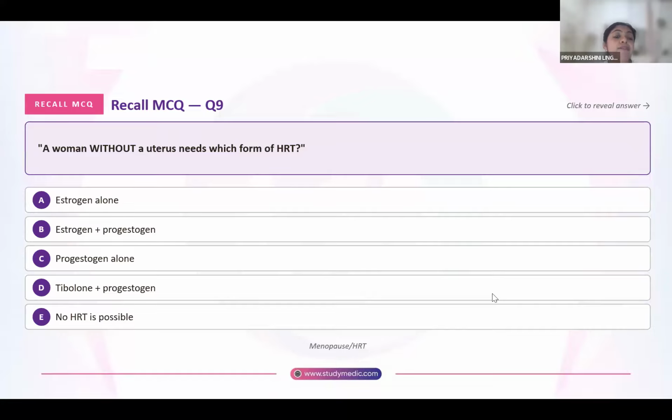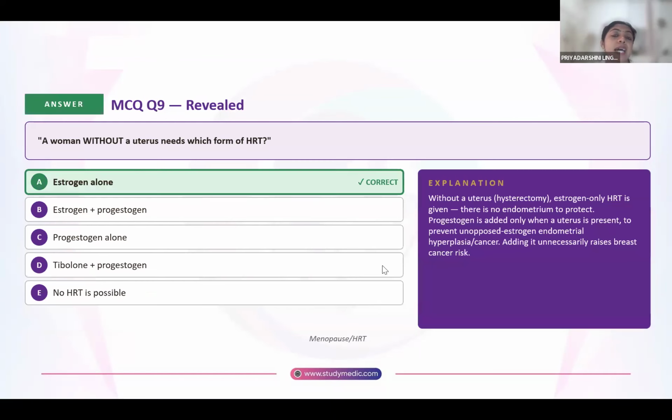So, a woman without a uterus needs which form of hormone replacement therapy? In hormone replacement therapy, you have two drugs, estrogen and progesterone. If the woman has not got a uterus, there is no endometrium, so you don't worry about endometrial cancer. You give her only estrogen. If the woman has got a uterus, there is an endometrium which needs to be protected. So, you give her estrogen and progesterone. Both have to be given together. Okay, so this is the basis behind when you choose estrogen, and when you choose both estrogen and progesterone.